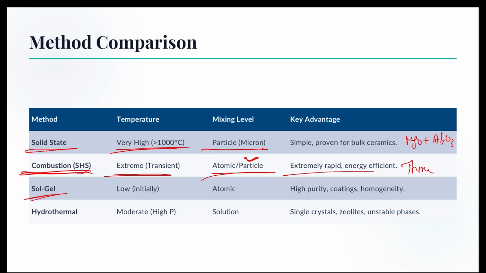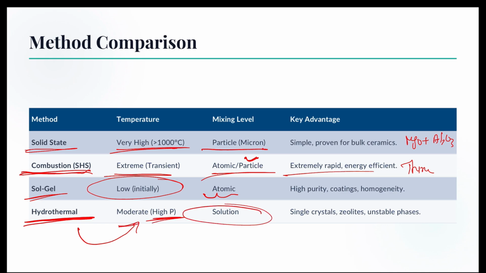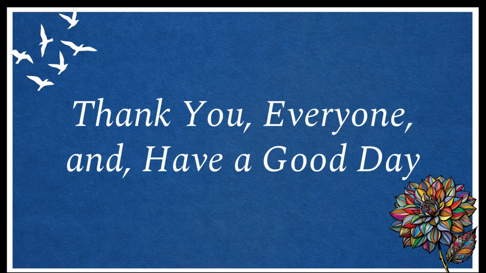Then the sol-gel method: temperature initially is very low, and reactions take place at the atomic level. We get the gel, and then we heat it to purify it. Then hydrothermal: we use moderate temperature but very high pressure. The reactions are solution phase reactions, and single crystals of SiO2 or zeolite could be formed using these reactions.